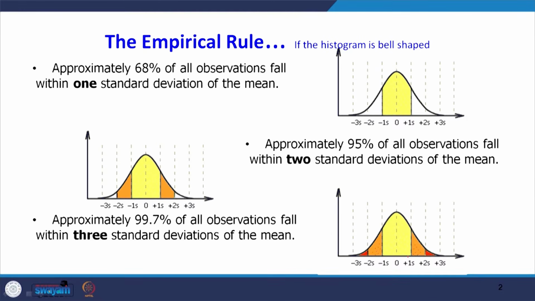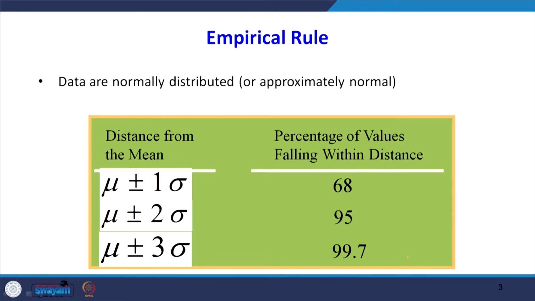But there is a limitation of this empirical rule. It is applicable only for bell shaped curves. There may be a situation where the actual phenomena need not follow a bell shaped curve. At that time this formula, that is this empirical rule, will not work. So, we will go to another rule.